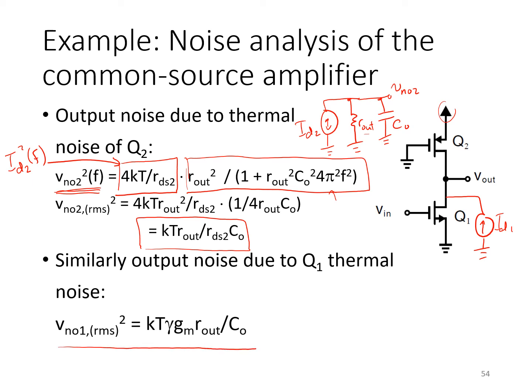The main difference here is that you see the term GM, that's GM1, showing up because, again, the thermal noise of a transistor in active mode is proportional to GM1. Whereas for Q2, we've got the term 1 over RDS2 instead because it's in triode.